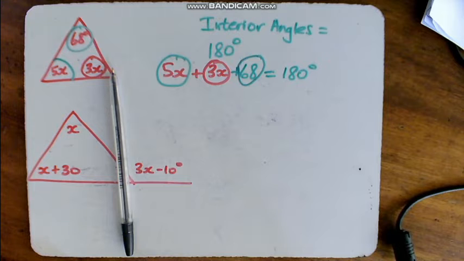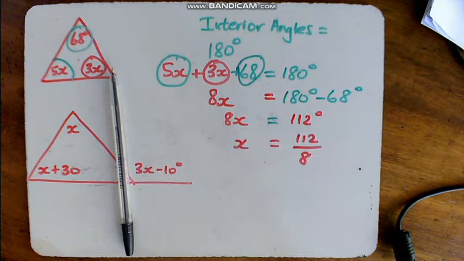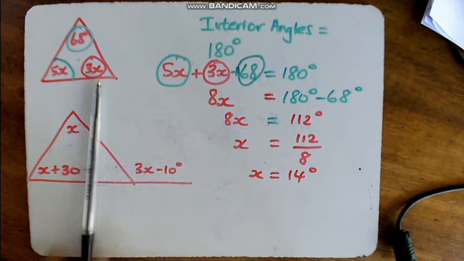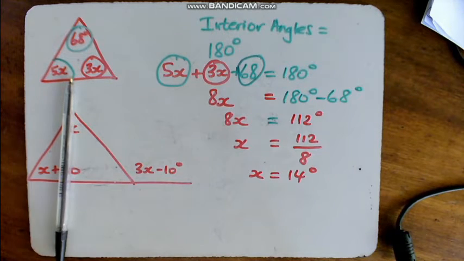Add up 5x plus 3x, which will give us 8x. We're then going to take the plus 68 and move it to the other side. 180 minus 68 is equal to 112. Divide both sides by 8. x is equal to 112 divided by 8. Final answer is 14.